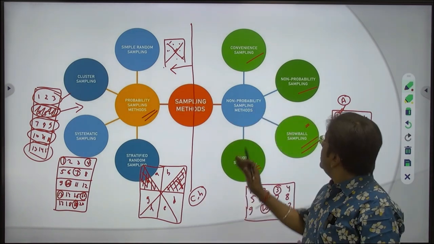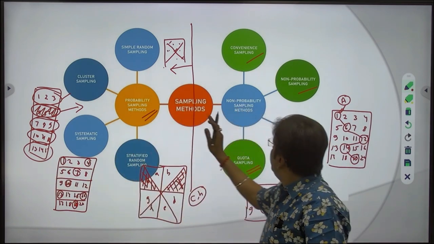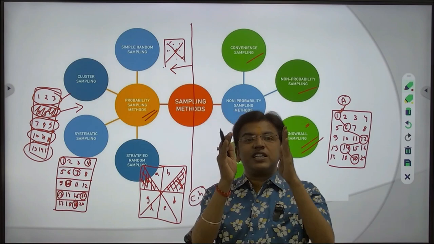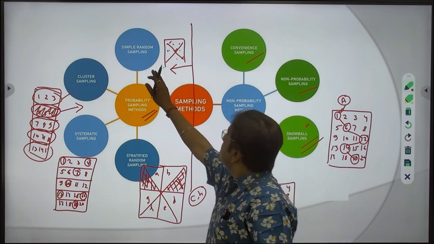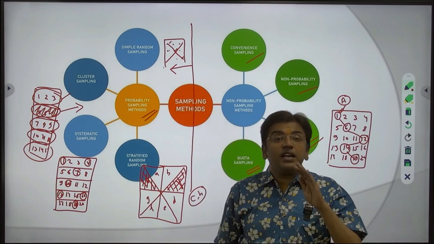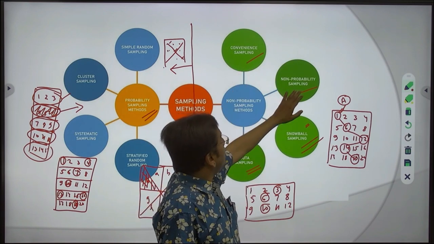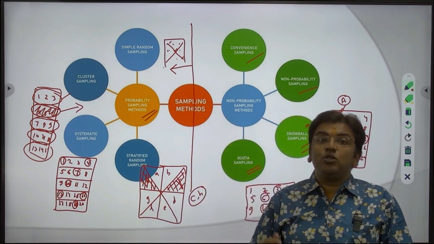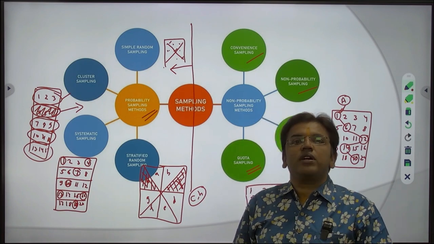So for the sampling methods, you have got 4 probability methods and 4 non-probability sampling methods. The 4 probability methods, where you have got specific parameters on the basis of which you are going to select your sample, are simple random sampling, cluster sampling, systematic sampling, and stratified random sampling. And if you consider non-probability sampling methods, the first one is convenience sampling, judgment sampling, snowball sampling, and quota sampling. So these are the methods by which you can select your sample for a reliable, for a good study.